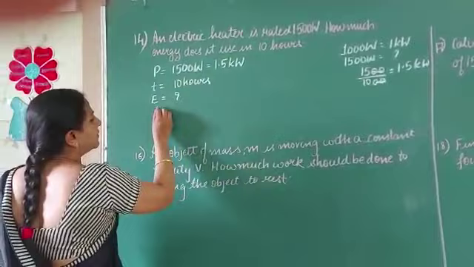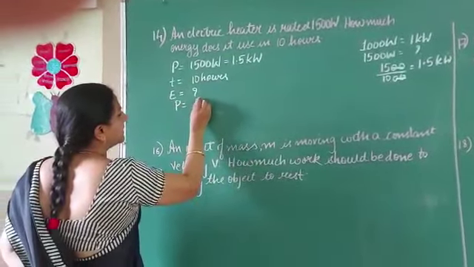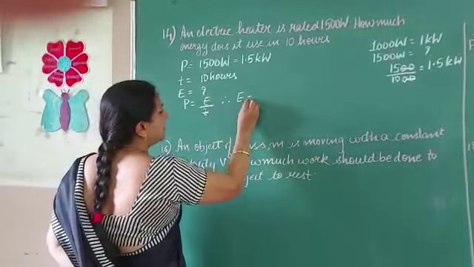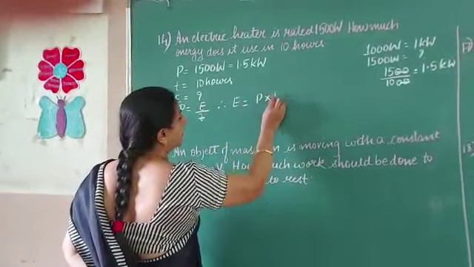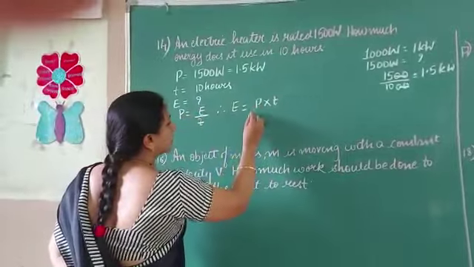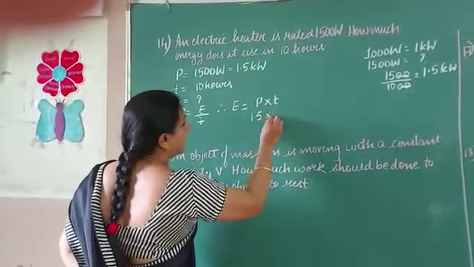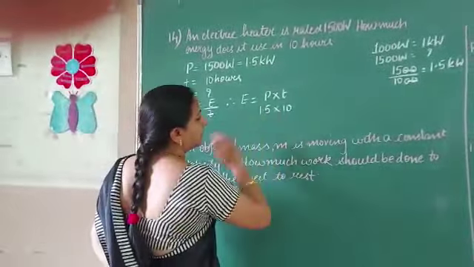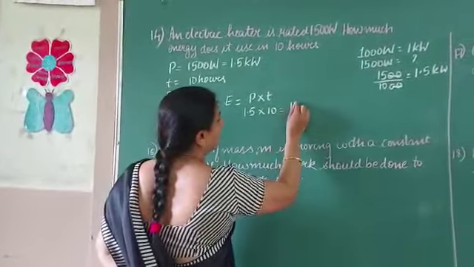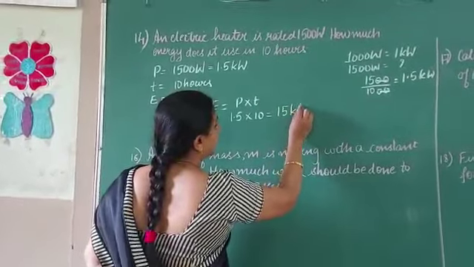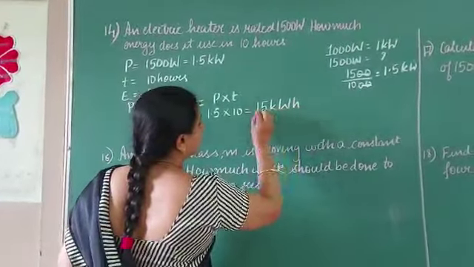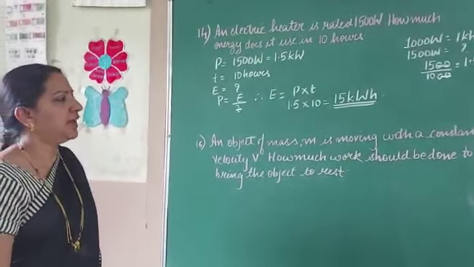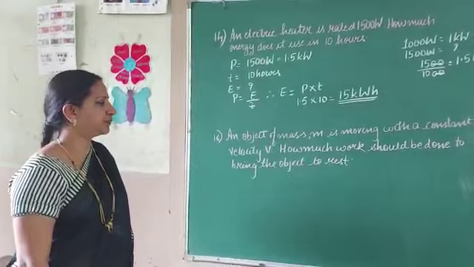Now you calculate energy consumption. We know that P is equal to E upon T. Therefore, energy consumed will be equal to power into time. So what is power now? 1.5 into 10. Okay, 1.5 into 10. This point and 0 goes off. So it will be equal to 15 kilowatt hour. So the energy consumed will be 15 kilowatt hour.